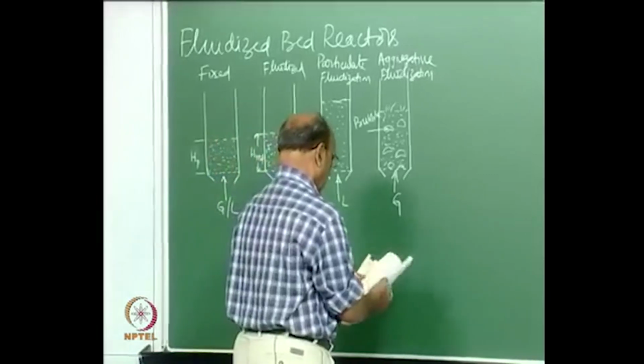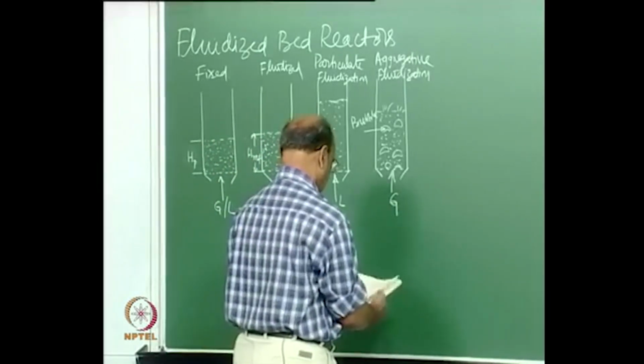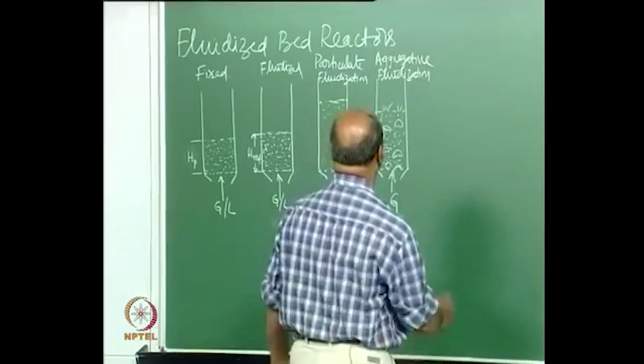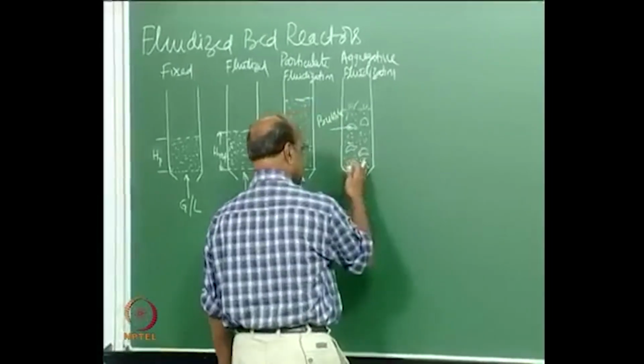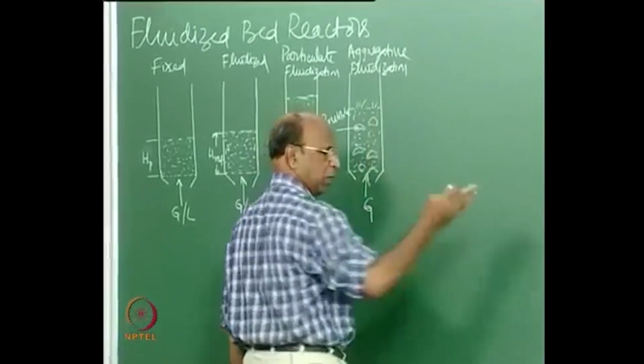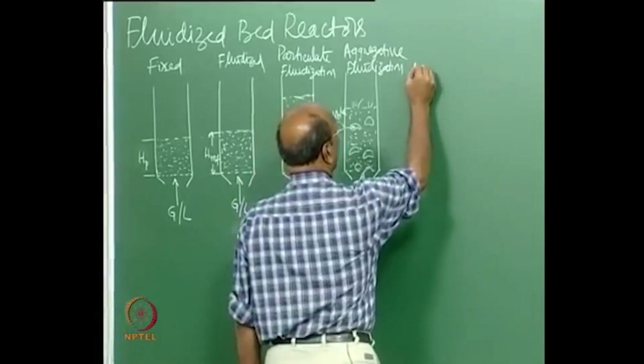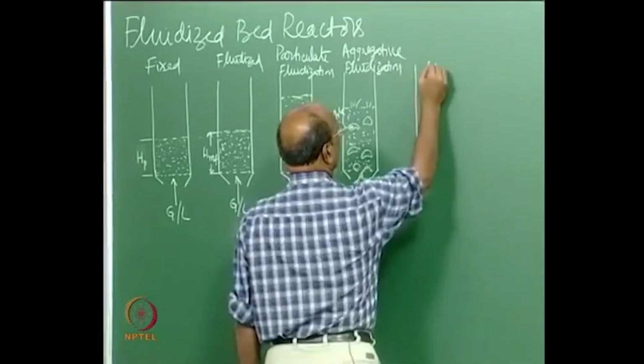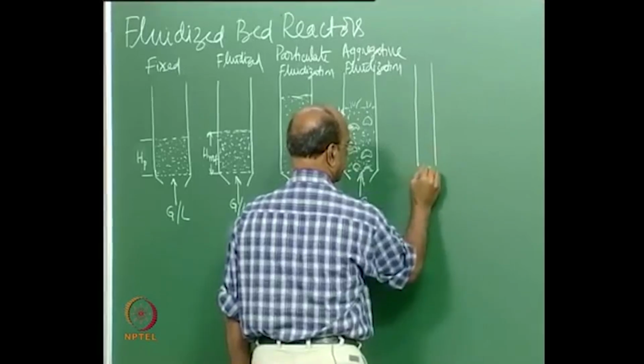Okay. Then next one, let us say I have done the same thing here beyond this minimum fluidization velocity in a small, this kind of column.